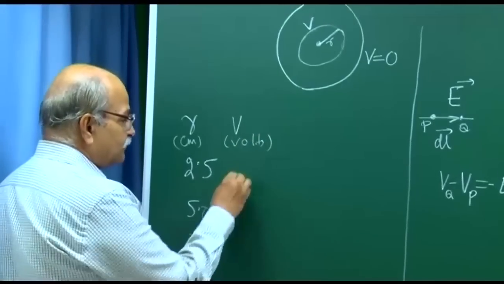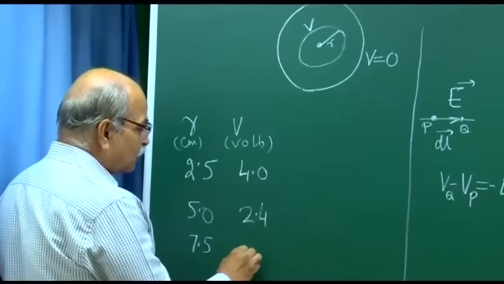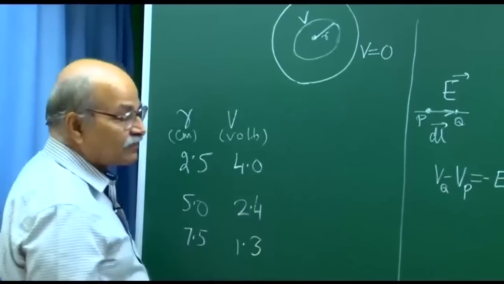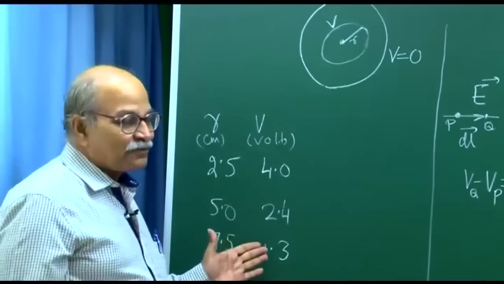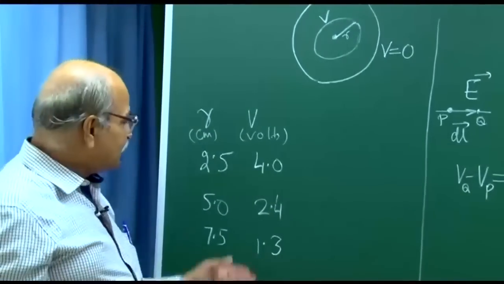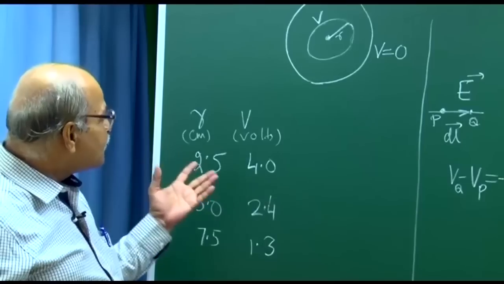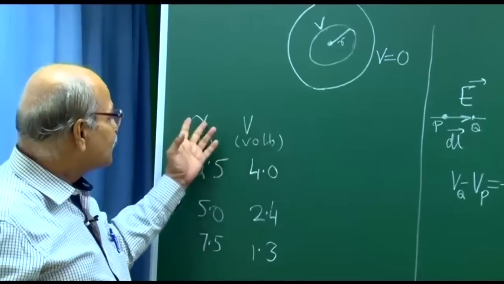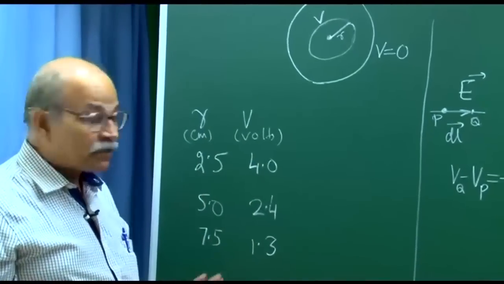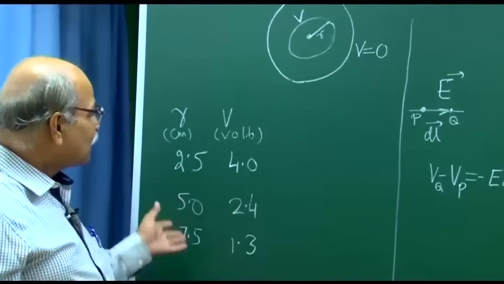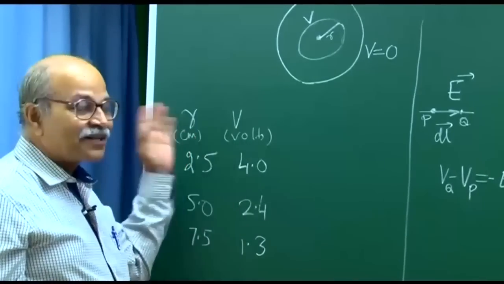And what were the values? Around 4, around 2.4 and around 1.3. You have just 3 points here. Of course, one can measure at many more points, but with these 3 points, can you guess what is the functional dependence of this potential on this R? As R increases, this potential decreases, that is fine. But what kind of dependence is this? Whether it is 1 by R type or 1 by R square type or some other functional form between this V and R, try to guess.